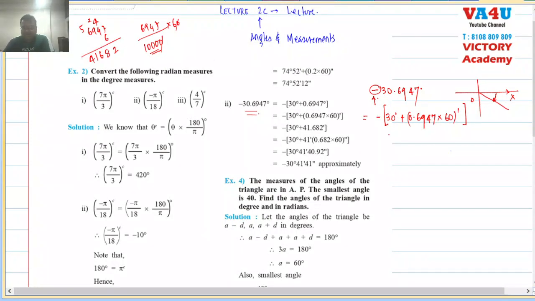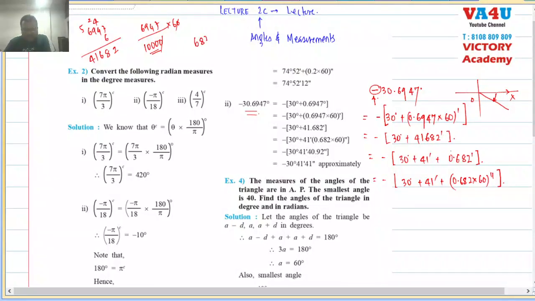So it is minus of 30 degree plus 41.682 minutes. Which is minus of 30 degree plus 41 minutes plus 0.682 minutes, which is minus of 30 degree plus 41 minutes plus 0.682 into 60 seconds. So now I have 682 upon 1000 into 60. So whatever the answer, we will divide by 100.